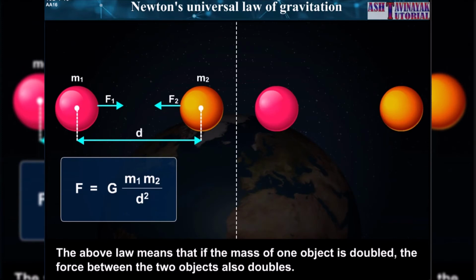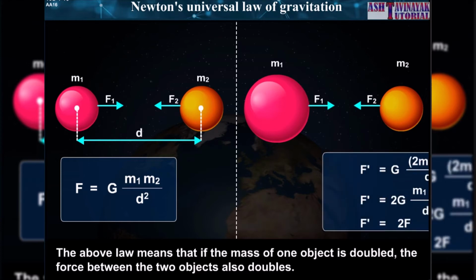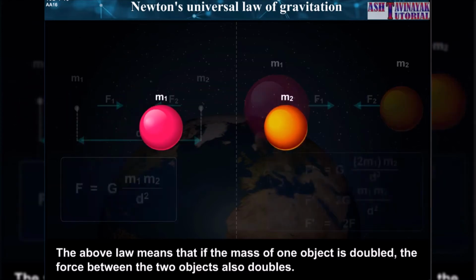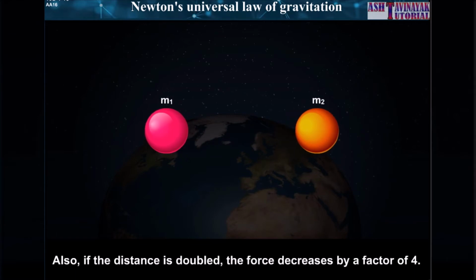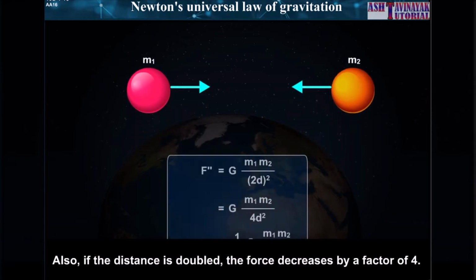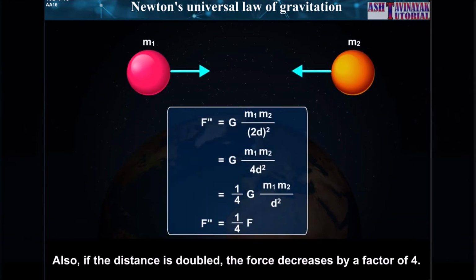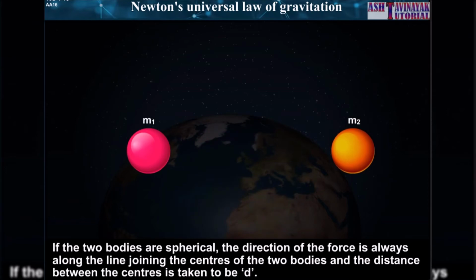The above law means that if the mass of one object is doubled, the force between the two objects also doubles. Also, if the distance is doubled, the force decreases by a factor of 4. If the two bodies are spherical, the direction of the force is always along the line joining the centers of the two bodies, and the distance between the centers is taken to be d.